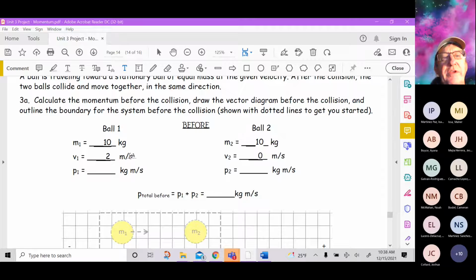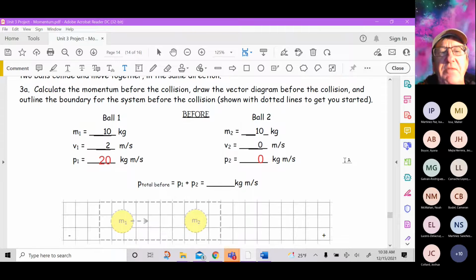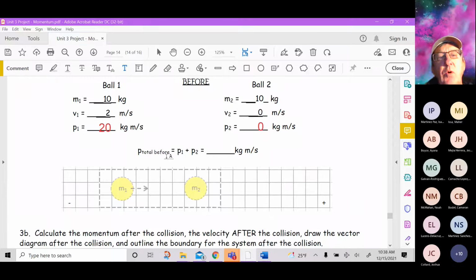Ball number 1 was moving at 2 meters per second times its mass gives its momentum of 20. But over here, ball 2 not moving, 10 times 0 means it has a momentum of 0. Now the thing that might be confusing to some people, so I want to emphasize this, to find total momentum, we have to combine these two, and we just add them together. In this case, it's 20 plus 0. That's our total momentum here.